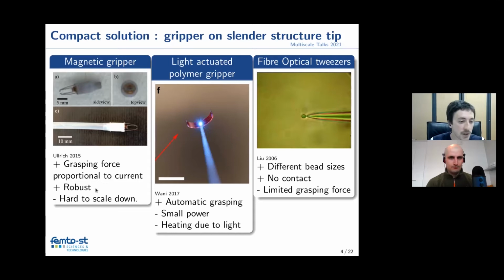However, it's hard to just take the same design and scale down further. There are a few different mechanisms, some based on polymer actuation, or optical tweezers, that scale down. They are both grippers. However, the force generated by the system is quite low. In this case, enough only to grasp something, but we cannot cut anything. So it's not so interesting for surgery applications, for example.